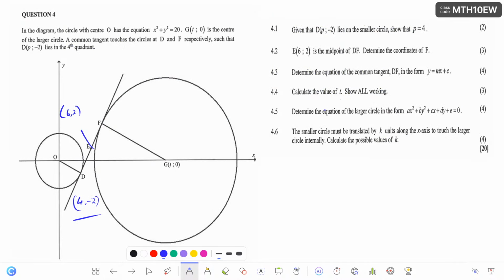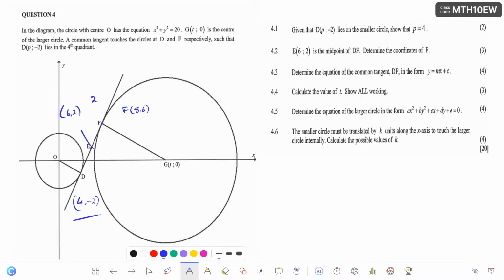So now let's go to this question. This question, they said, calculate the value of t. Show all working. Calculating the value of t. Okay. Since we have this coordinate, F. Yeah. Now we don't have a choice. We need to use that coordinate, which is 8 and 6. And also the gradient of this line, which is 2.